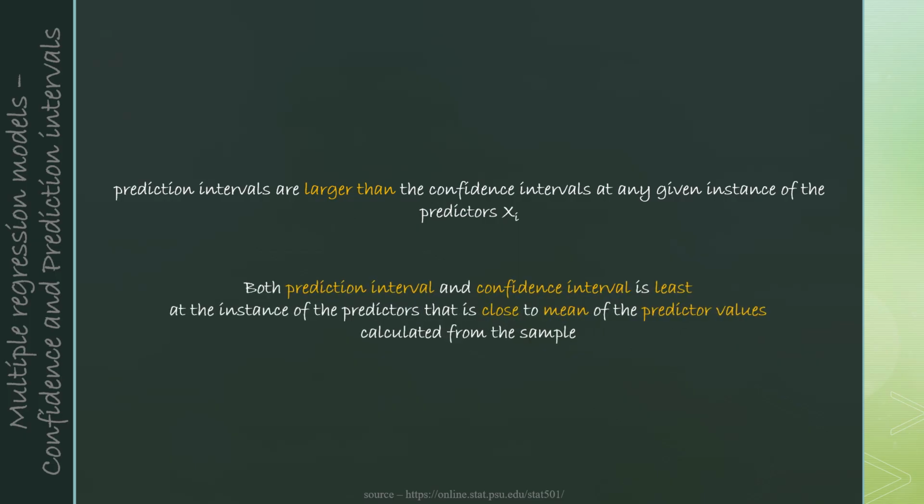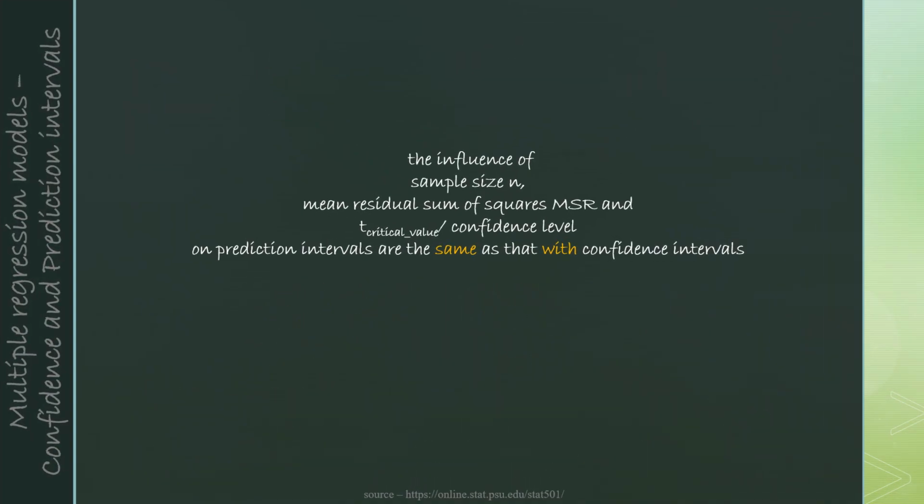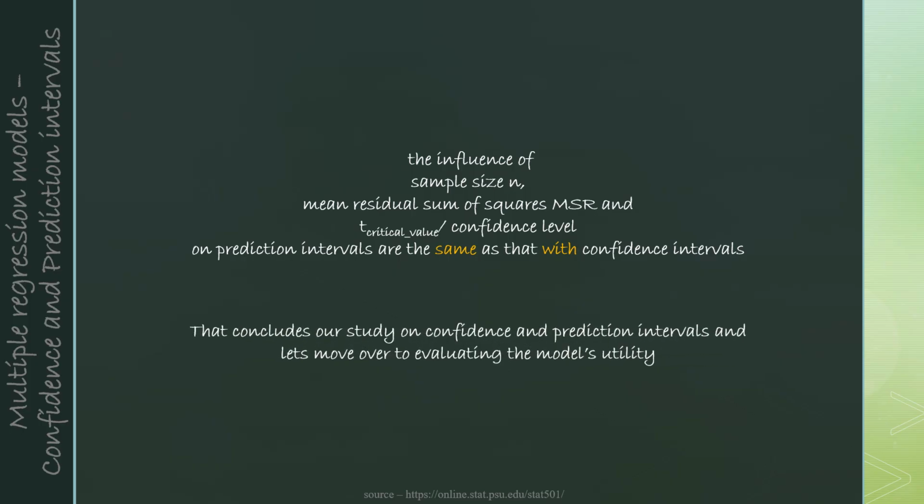Both the prediction interval and the confidence interval are least at the instance of the predictors that is close to the mean of the predictor values calculated from the sample. Also, the influence of sample size n, mean residual sum of squares MSR, and t critical value or confidence level on prediction intervals are the same as what we discussed under confidence intervals. That concludes our study on confidence and prediction intervals, and let's move over to evaluating the model's utility.